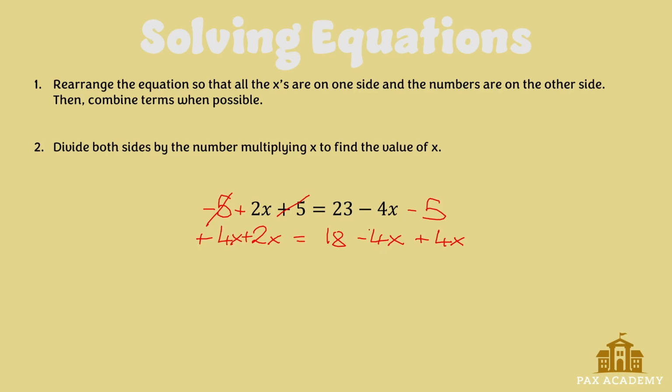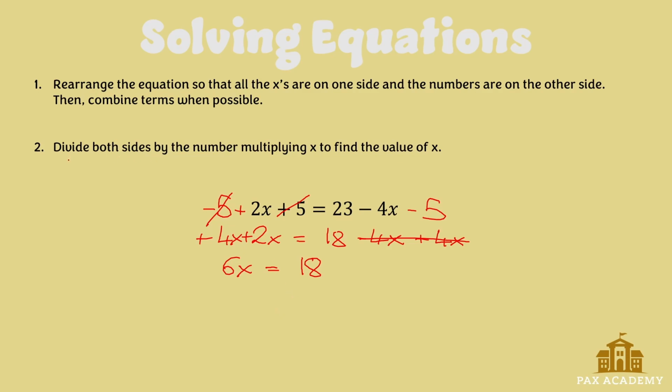This way, minus 4x plus 4x cancels out. It's equal to 0, so we can get rid of this, and we're left with 18. On the other side, we have 4x plus 2x, which gives us 6x is equal to 18. So that's the first step done.